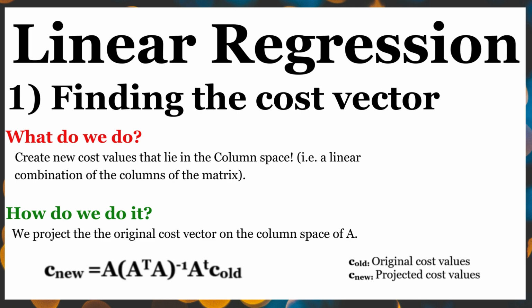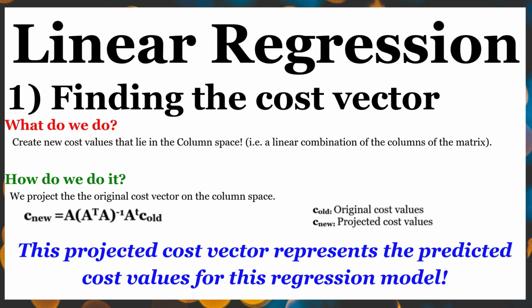Another interesting point over here is that this new cost vector that you're creating, a projection of the old cost vector onto the column space of A, is basically the predicted cost values of this linear regression model. How cool is that? Just by using this projection, you're getting the predicted values. And these predicted values can eventually be used to find how good this matrix equation is, or how good your coefficients are going to be for this linear regression model.